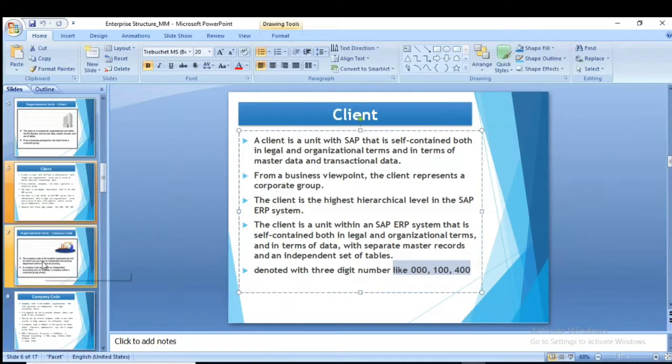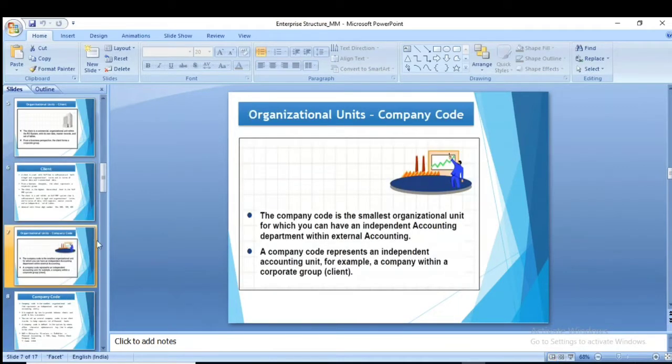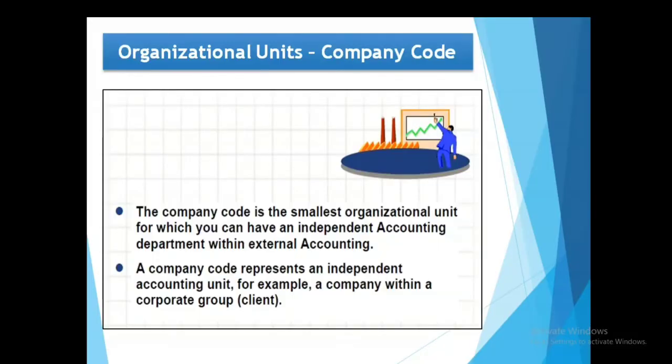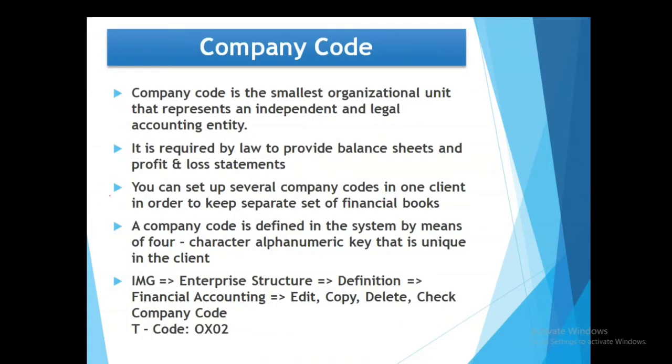After the client, you will have the company code. What is the company code? The company code is the smallest organizational unit for which you can have an independent accounting department within external accounting. So a company code is nothing but an independent accounting unit in a company within a corporate group, that means under the client.